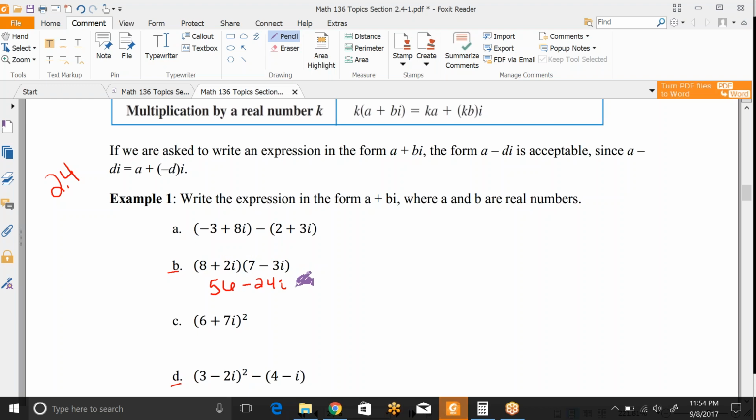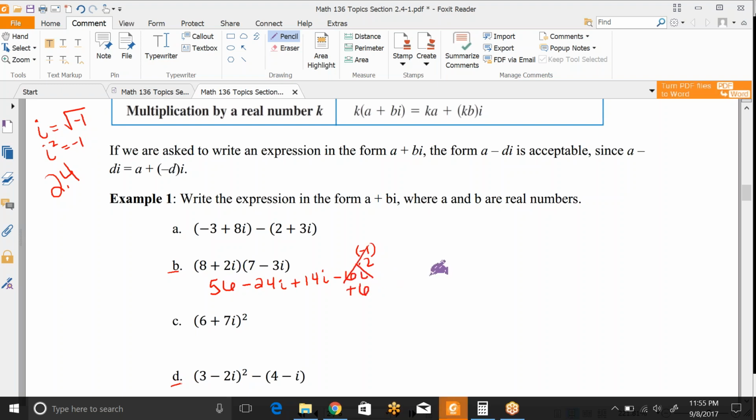2i times 7 is 14i. And 2 times negative 3 is negative 6, and then we have this i times i, so that's i squared. Now what we learned in class was that anytime you have i squared, that actually is a real number and it's negative 1. That's because i, the letter in math, stands for the square root of negative 1. So if you square both sides, you get i squared equals negative 1. So this actually turns this whole term into a positive 6.